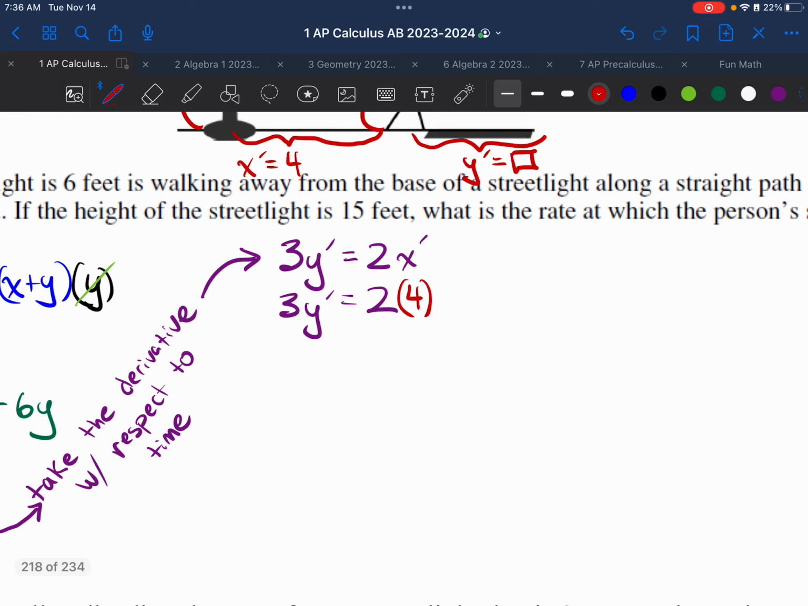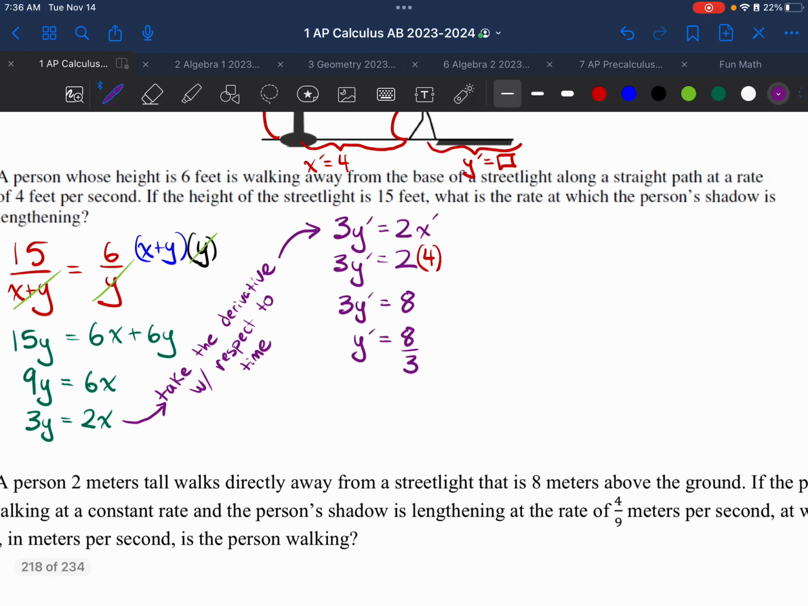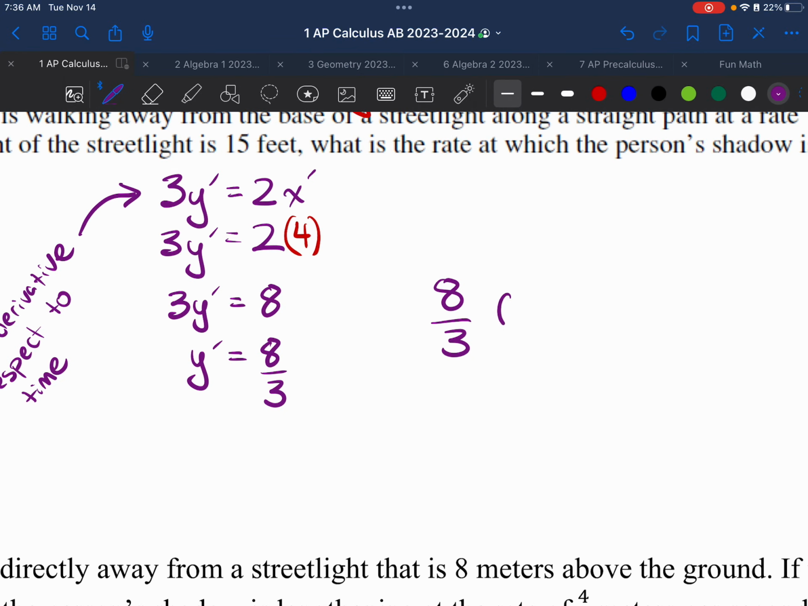So I'm going to say 3y prime is equal to 8, and then finally y prime is equal to 8/3. And there's our answer, 8/3. So we have our final answer, which I'm going to interpret. It's going to be 8/3, and it's a y prime, therefore it's a rate. It's a rate of feet per second. So I'm going to say over here, 8/3 feet per second for our final answer, which I will then box.